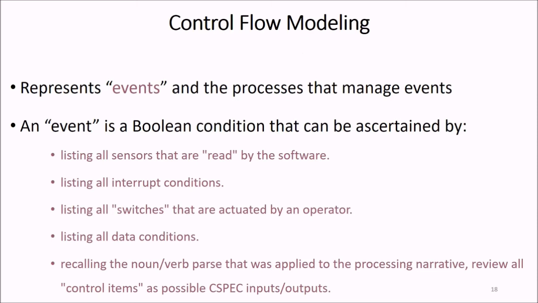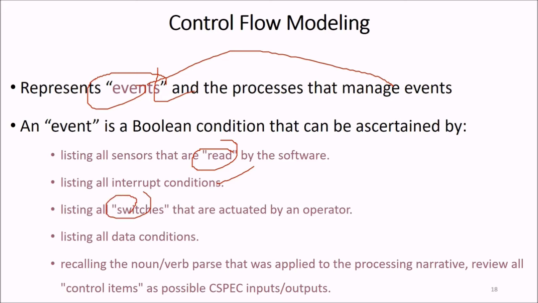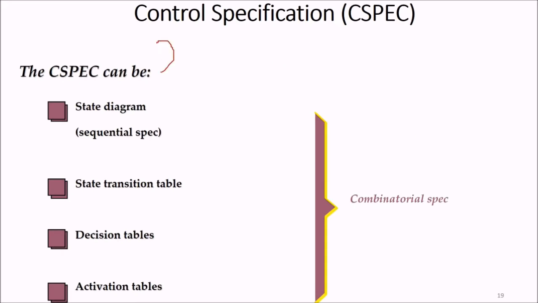So, control flow modeling. In control flow modeling, you represent events and the processes that are going to manage these events. The event is a Boolean condition which can be defined or asserted by, say, listing all sensors that are read by the software, listing all the interrupt conditions, listing all switches that are actuated by the operator, listing all the data conditions. You must recall those noun and verb things in the processing narrative, and all the control items you need to place as much as possible in your CSPEC, that is, control specification input and output. So this is how you can give the control specification CSPEC.